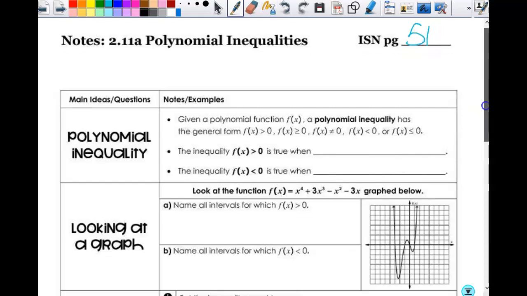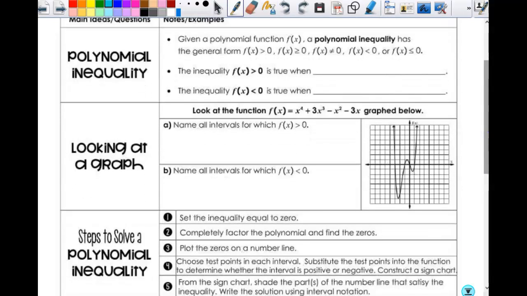Okay, polynomial inequality. Given a polynomial function f of x, a polynomial inequality has the general form of any of these. Basically anything you could write where you don't write that it equals 0. That's what makes it an inequality, right? So the inequality f of x is greater than 0 is true when f of x is, what do you think? It's not a trick question. Positive, exactly. It's greater than 0 when the function is positive. And the inequality f of x is less than 0 is true when f of x is negative. It's that easy.